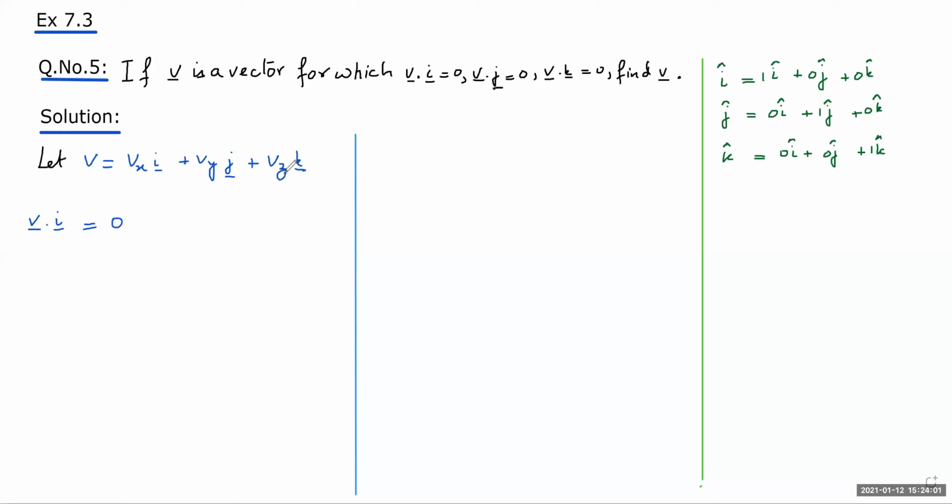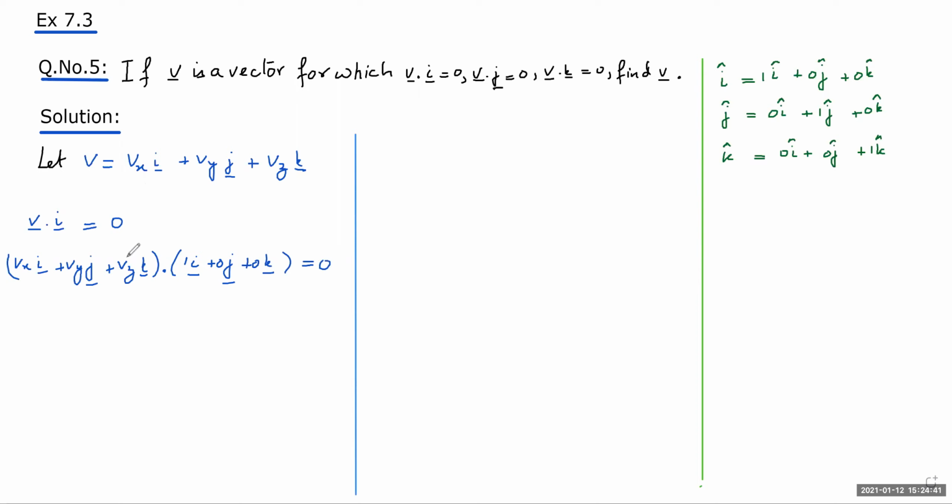In place of v, write this vector vx into I plus vy into j plus vz into k. Take its dot product with the unit vector I, and I'm going to write unit vector I like this: 1 into unit vector I, 0 into unit vector j, plus 0 into unit vector k, and the right hand side equals 0.